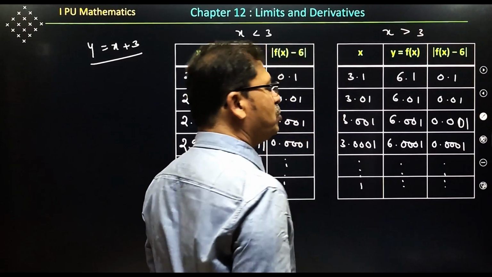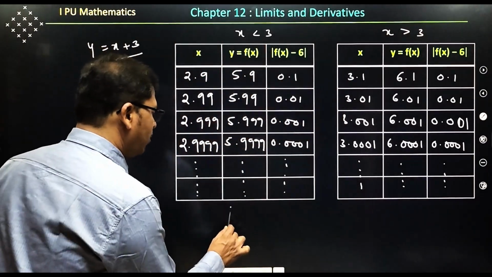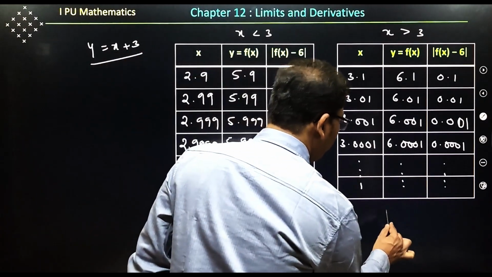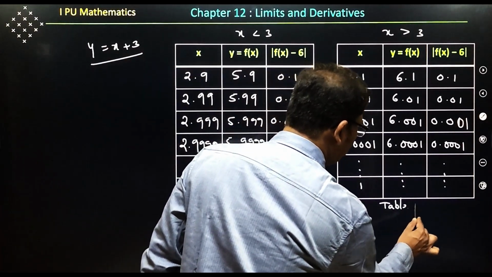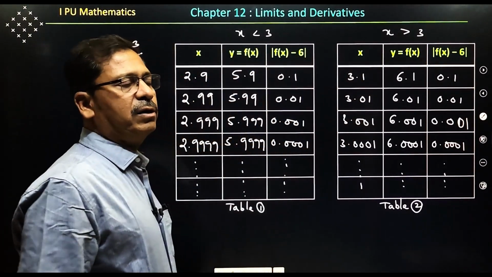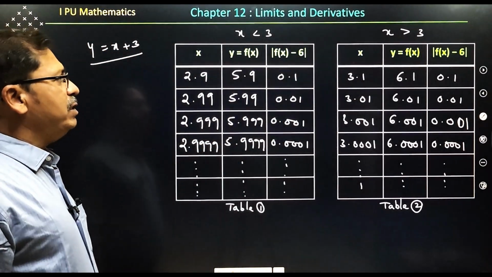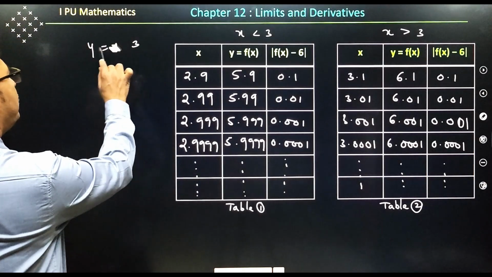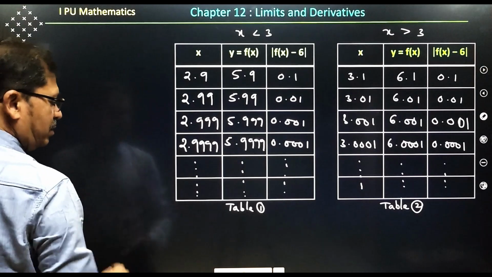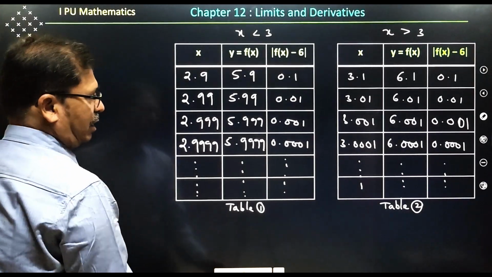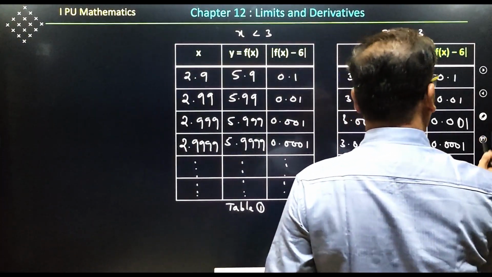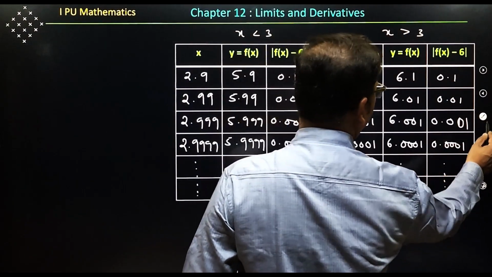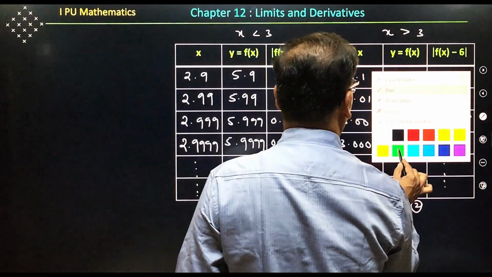In this manner we can continue. If you observe these two values, say this as table 1 and table 2. From these two tables, what can we conclude? Observe carefully. In the neighborhood of 3, we have taken these values. Please try to understand the concept. A very interesting concept is there if you understand it; at the same time, it has a difficult aspect also.